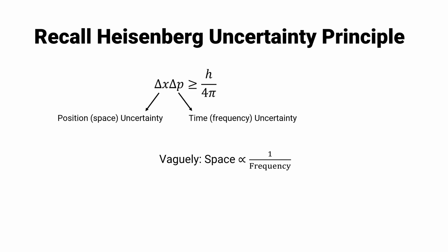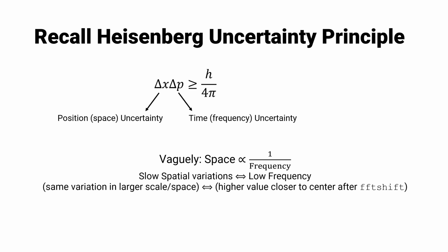If there are very slow variations, that means it is low frequency, right? Which means that the same variation happens on a larger scale or space, which means that it's not really perfectly organized in space. We don't know how to locate it in space. This means that it's a higher value closer to the center after FFT shift, which means that in the frequency domain, it's very well localized. It's very well near the center. But in the spatial domain, it could be anywhere on the image and we have no idea what is going on, right?